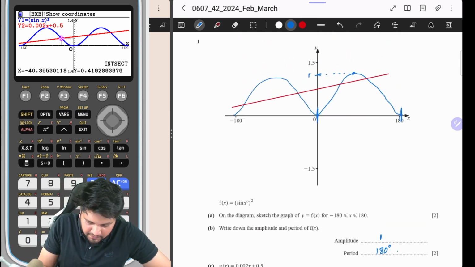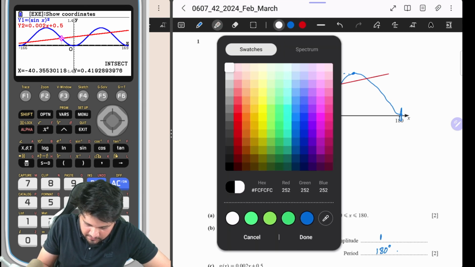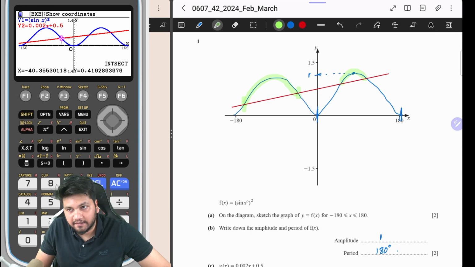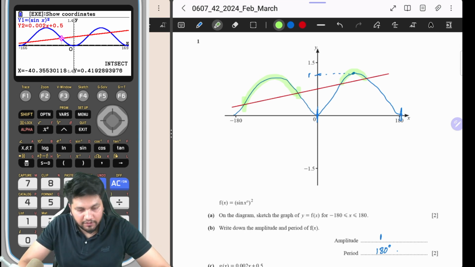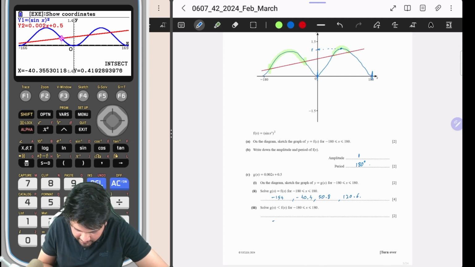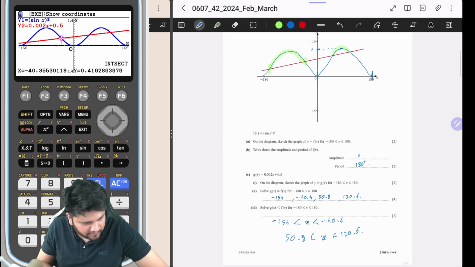It's going to be from, I would say, one second. So I'll put it this way. So it's going to be from this point to this point. There, as you can see, the sin x is greater. And also from this point to this point, the sin x is greater. Correct? So only those will be the points of intersection. As you can see, we have already found those points of intersection. So it's going to be between minus 154 is less than x is less than minus 40.4. Also 50.8 is less than x is less than 120.6. So these are the values.